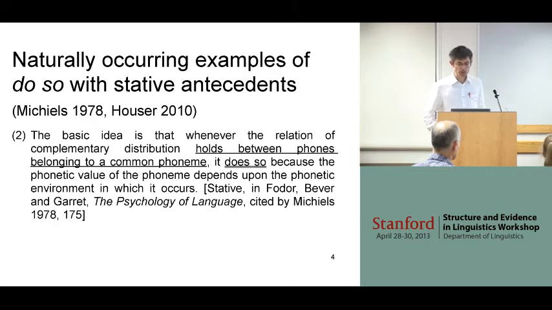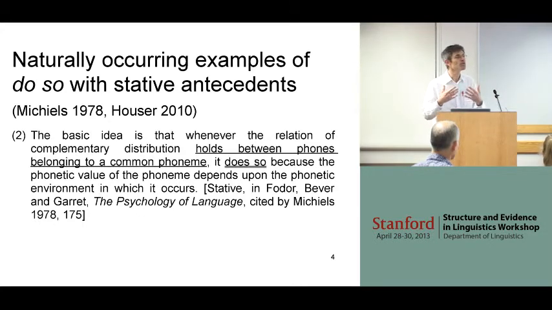But there are naturally occurring examples of Dussault with stative antecedents, and in fact, if we were better at keeping track of the literature, we would know this since 1978, because a compatriot of mine wrote a short paper in 1978 in which he collected examples of Dussault with stative antecedents, embarrassingly mostly in articles by linguists. So, for instance, in 2, the basic idea is that whenever the relation of complementary distribution holds between phones belonging to a common phoneme, more stative than that is hard to find, it does so because the phonetic value of the phoneme, blah, blah, blah.